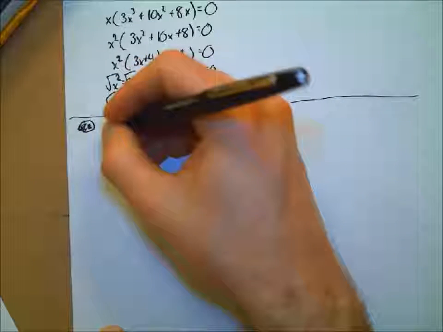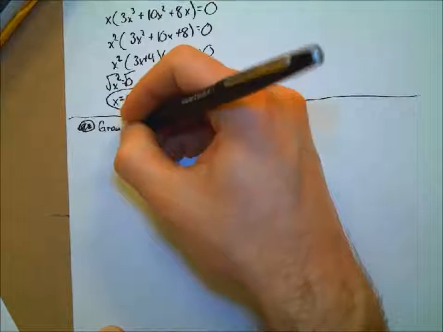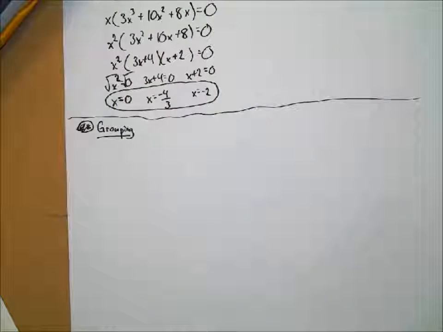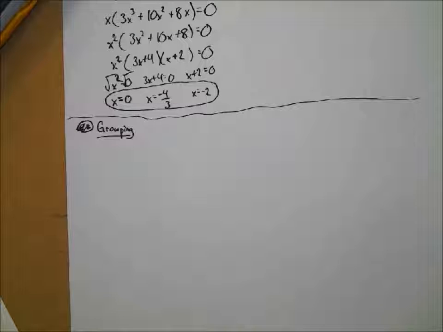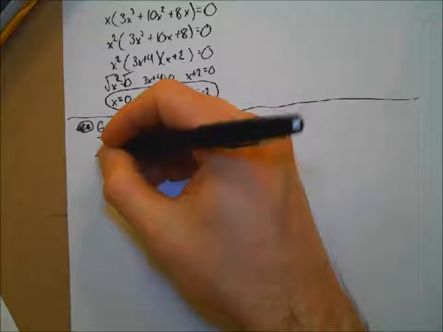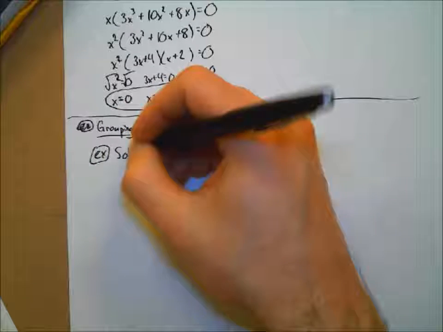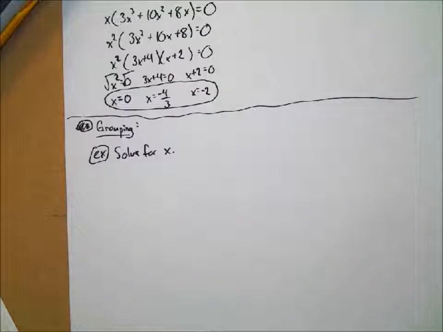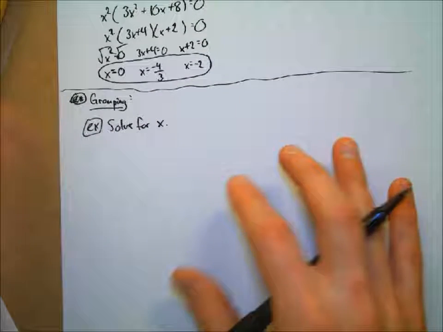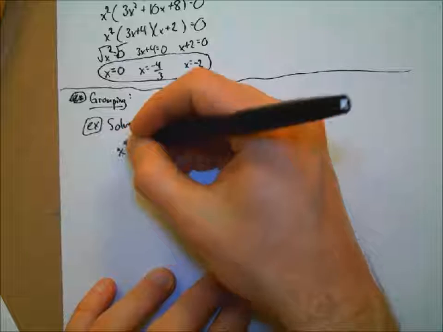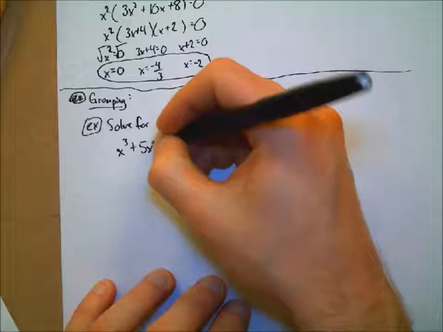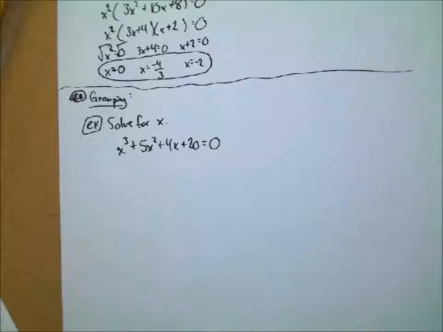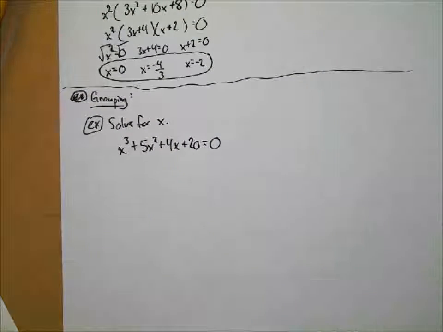Oops. This other strategy we're going to learn here is called grouping. Okay. Grouping, factoring by grouping. So let's take a look here at that. Again, we'll just say solve for x is our generic directions there. And x cubed plus 5x squared plus 4x plus 20 equals 0. Okay?